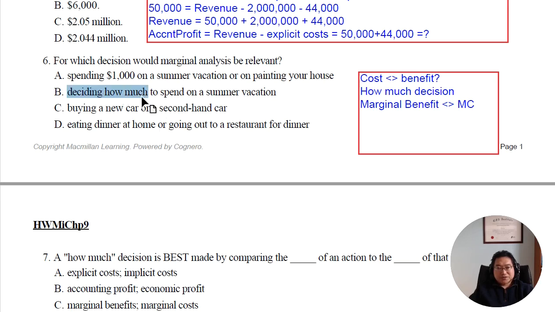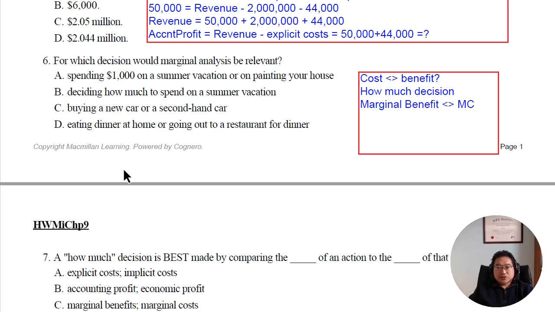Maybe at a point after you spend, let's say, $10,000 already, the additional $1,000 cannot be spent on the summer vacation anymore. You need to buy a flight ticket back to the school, something like that, right? Or say save a little bit more for the next year's rental. All right. C. Buying a new car or a second-hand car. Either a new car or a second-hand car. Different decisions.